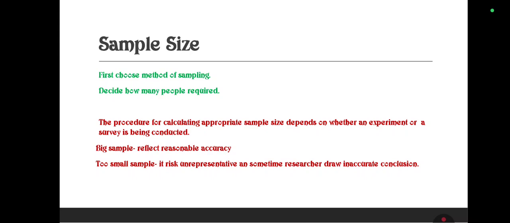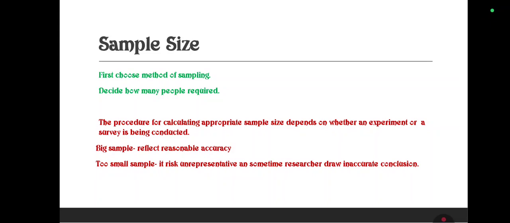The procedure for calculating an appropriate sample size depends on whether an experiment or a survey is being conducted. A big sample reflects reasonable accuracy, because we are collecting from a big population, so we are assessing each and every person. So the sample size is very large. With too small a sample, there is a risk of being unrepresentative, and sometimes the researcher draws inaccurate conclusions. In a small sample, you feel that there is an inaccurate conclusion.